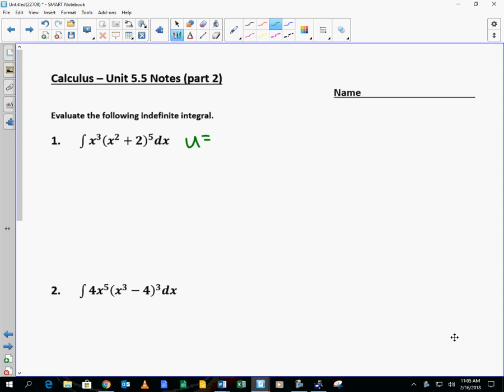All right, look at this integral. The integral of x cubed times (x squared plus 2) to the fifth. U is what? And du?